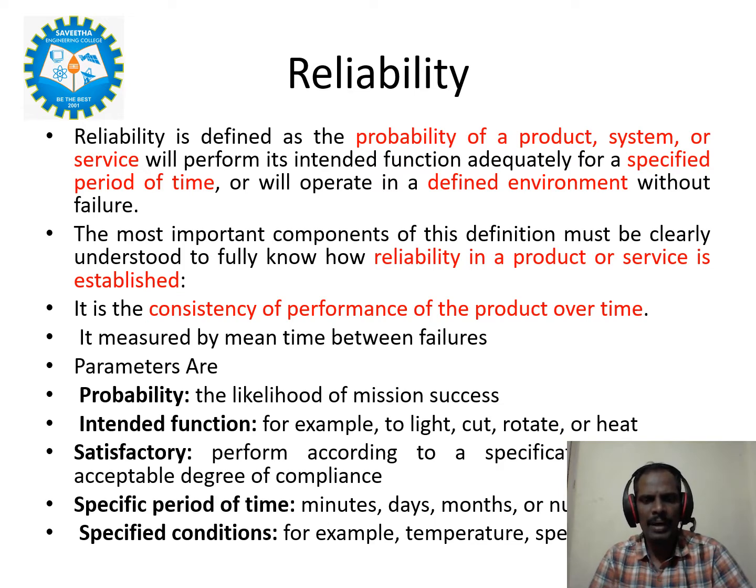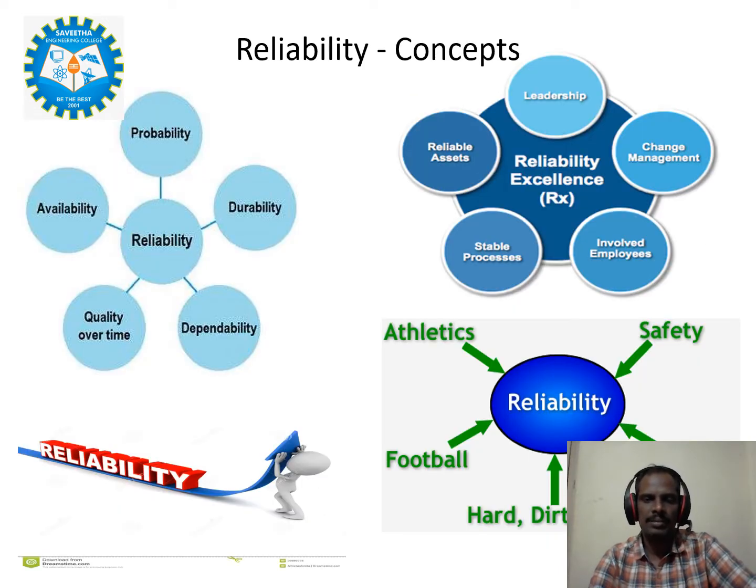All the parameters used for finding the reliability are probability, intended function, satisfactory performance, specific period of time, and specified conditions. Probability is the likelihood of mission success, whereas intended functions are examples such as light, cut, rotate, or heat. Satisfactory means performing according to the specification or an acceptable degree of compliance. A specific period of time may be minutes, days, or months, and a specific condition is, for example, temperature or specific gravity or other parameters.